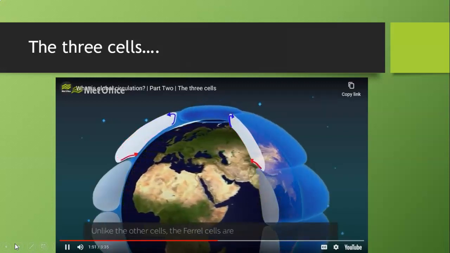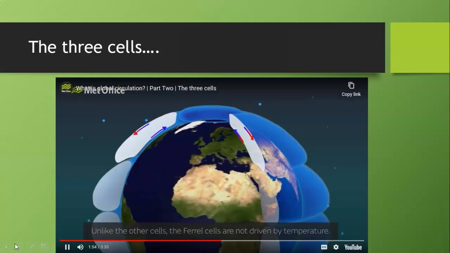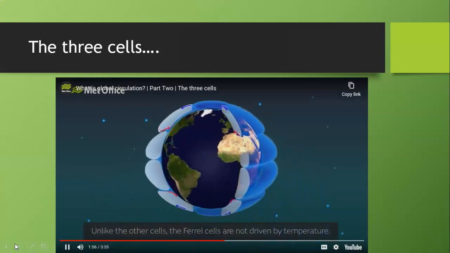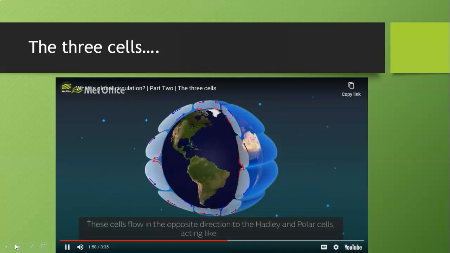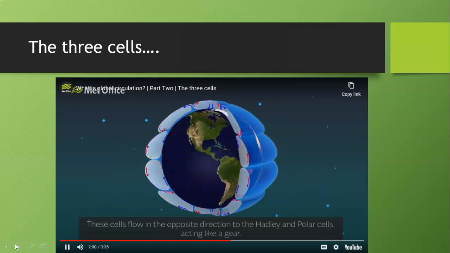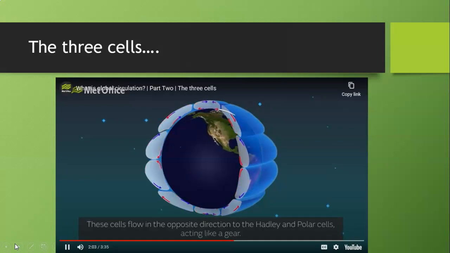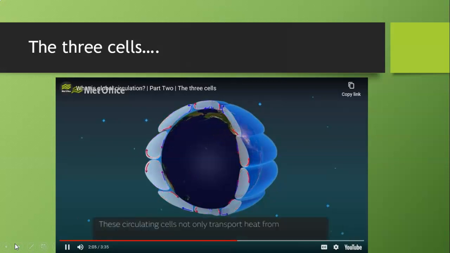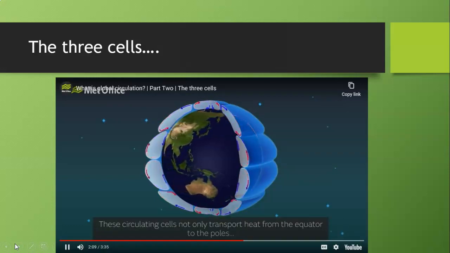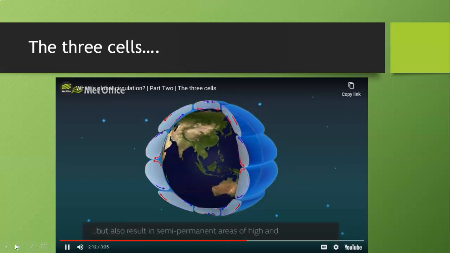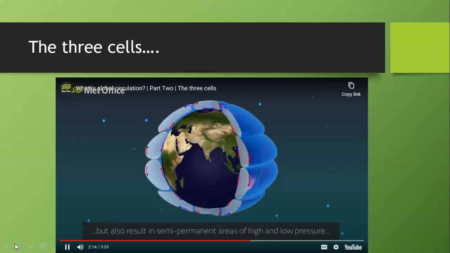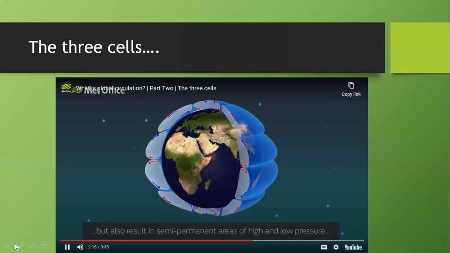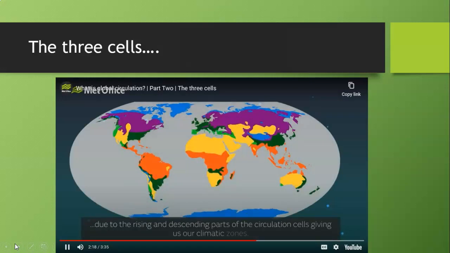Unlike the other cells, the Ferrel cells are not driven by temperature. These cells flow in the opposite direction to the Hadley and polar cells, acting like a gear. These circulating cells not only transport heat from the equator to the poles, but also result in semi-permanent areas of high and low pressure due to the rising and descending parts of the circulation cells, giving us our climatic zones.